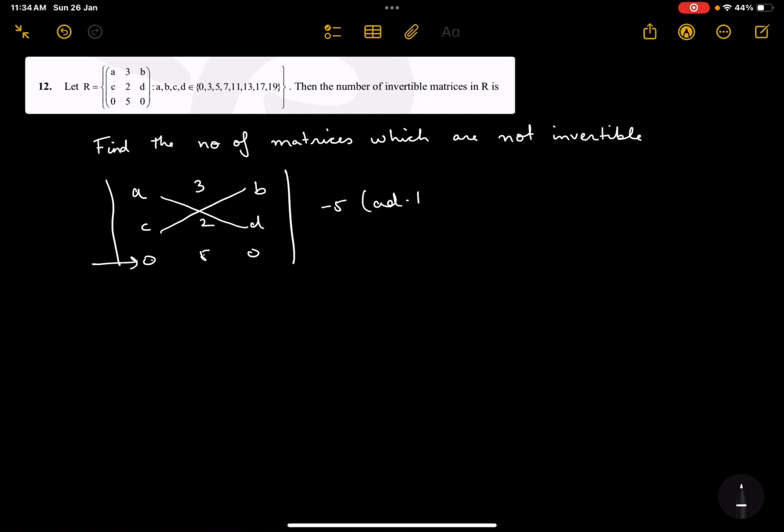If I want this to be invertible, I just want that AD should not be equal to BC. Or rather, I want to find the matrices which are not invertible, so AD equals BC. So now I make cases. Case 1: both are 0.